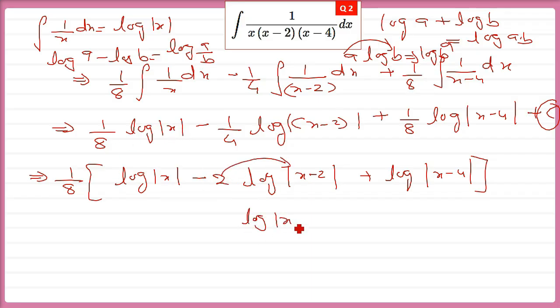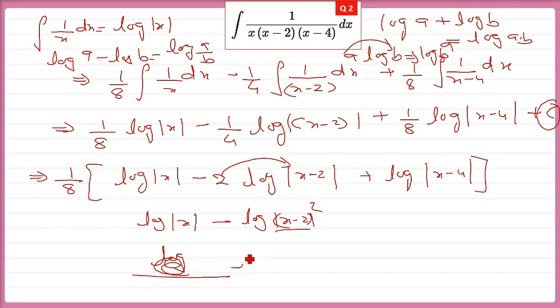So log x minus 2, the middle term, x minus 2 square will be formed. This will be log modulus of x minus log x minus 2 whole square. And you can just think of it as log modulus x plus log x minus 4, that is log x into x minus 4. Then subtract it with log x minus 2 whole square. So it will go in the denominator.